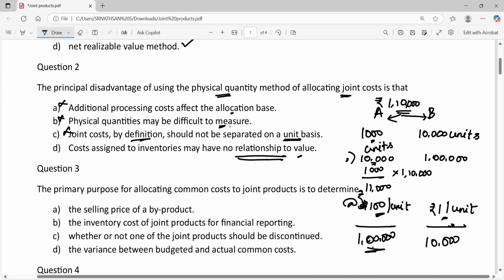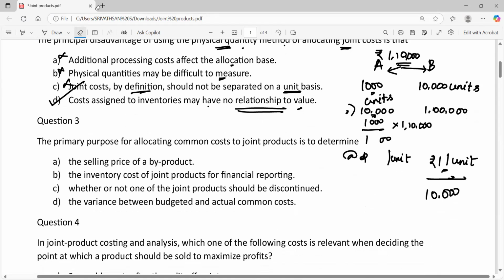So in such case, where one product is very complex and the other product is very simple, or one product has a higher amount of value and the other product has a lesser amount of value, we cannot use physical quantity method for allocating the joint cost. So option D is the right answer. If we are using physical quantity method, the disadvantage is that sometimes the cost assigned to inventories may have no relationship to the value of the product.